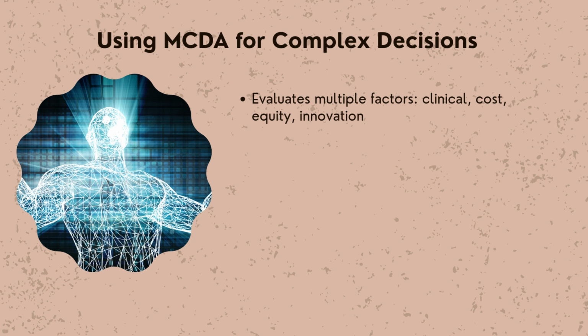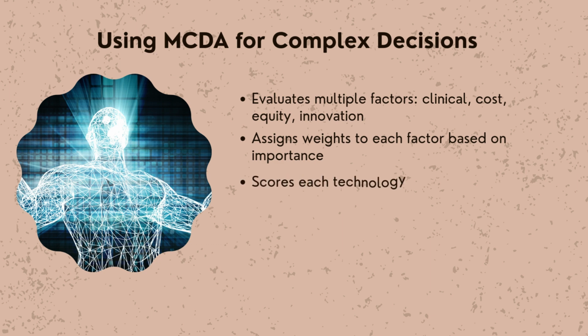Here's how it works step by step. First, we identify the criteria that matter most for the decision. Second, we assign weights to each criterion. For example, clinical effectiveness might be worth 40%, cost effectiveness 30%, equity 20%, and innovation 10%. Third, we score the technology against each criterion, usually on a scale, such as 0 to 100. Finally, we calculate a weighted total score, which gives us a clear, transparent ranking of the technology's overall value.